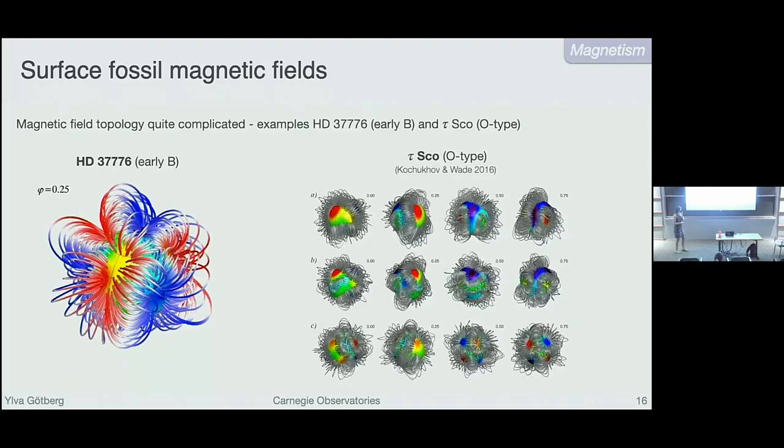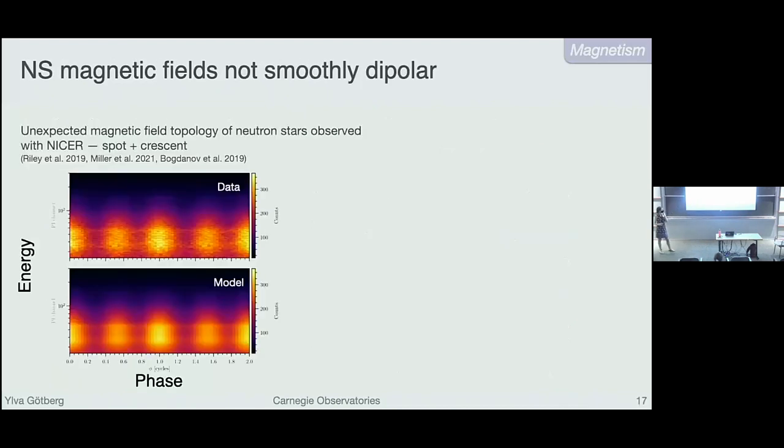And it's interesting then to talk about the magnetic fields in neutron stars, because I think that the NICER survey did a really good job recently in mapping out how the magnetic field topology looks. So here is data from NICER. The top here is the data. You can see the energy of a pulsar as a function of phase. And when the hot spot is coming into view, you can see more.